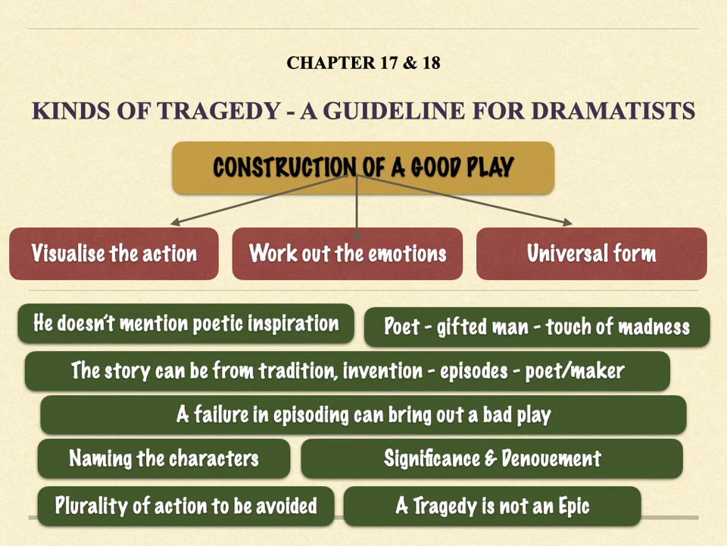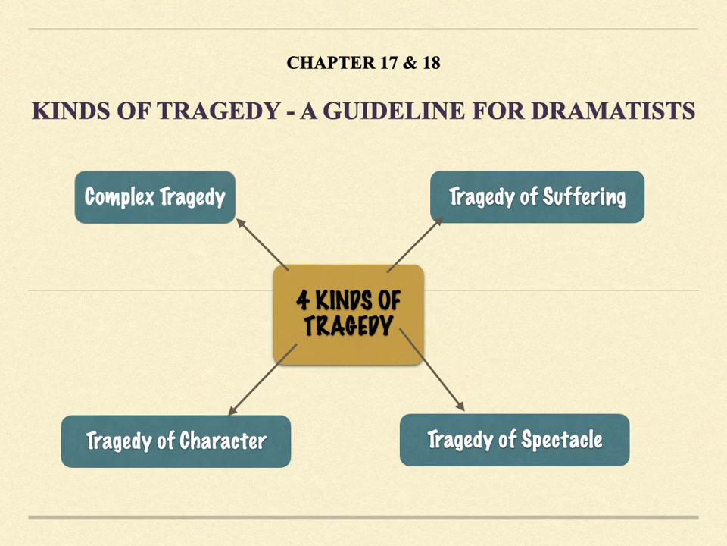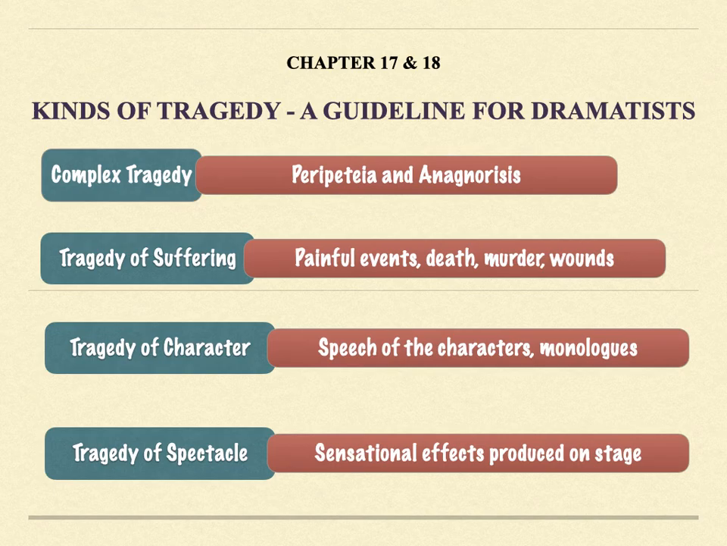So, moving on, now he discusses the four kinds of tragedy. Now, the first one is a complex tragedy, then comes tragedy of suffering, then tragedy of character, and finally tragedy of spectacle. So these are the four kinds of tragedy that Aristotle comes up with. So now let's look at the definition of these types of tragedies. Now, complex tragedy means a tragedy which involves peripetia and anagnorisis.